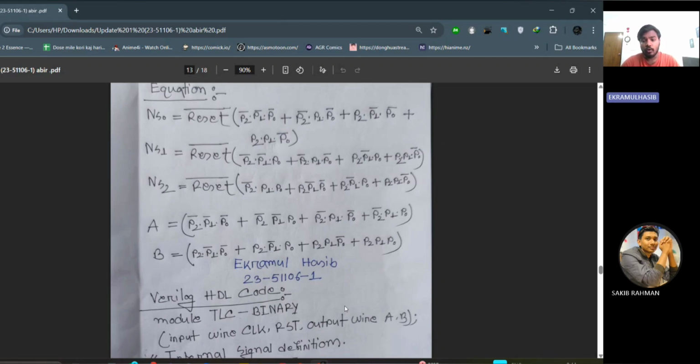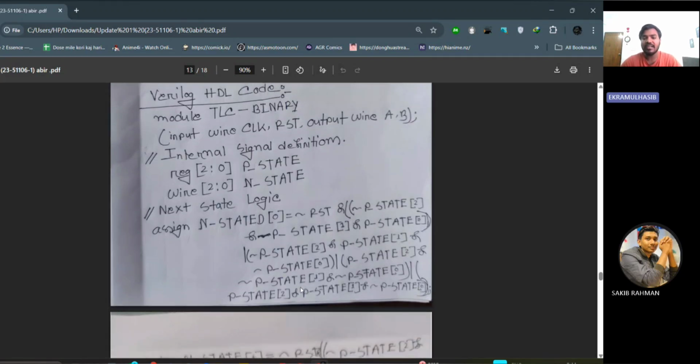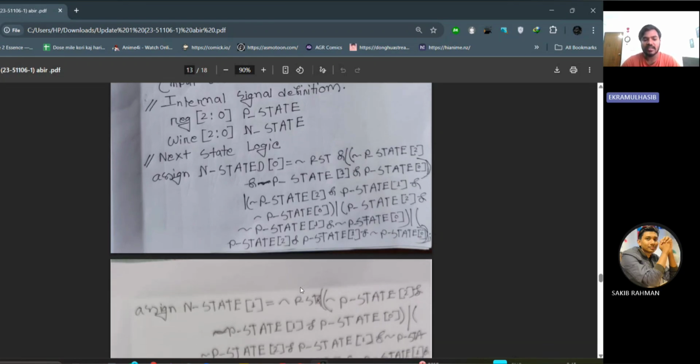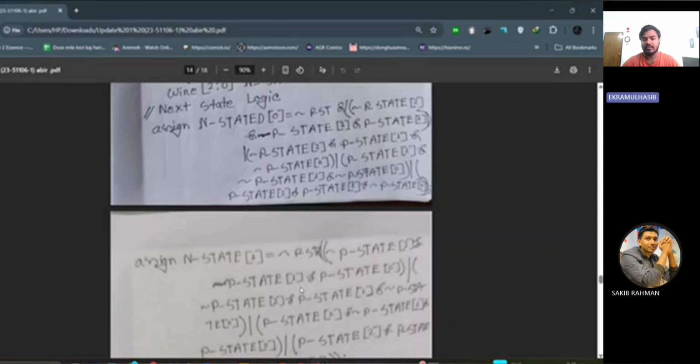Then Verilog code is module, first choice module TLC binary. This is Verilog code syntax. Then the output is simplified, assigned as A when in state A and B when in state B. The counter resets on every state transition, ensuring precise timing of each output period.